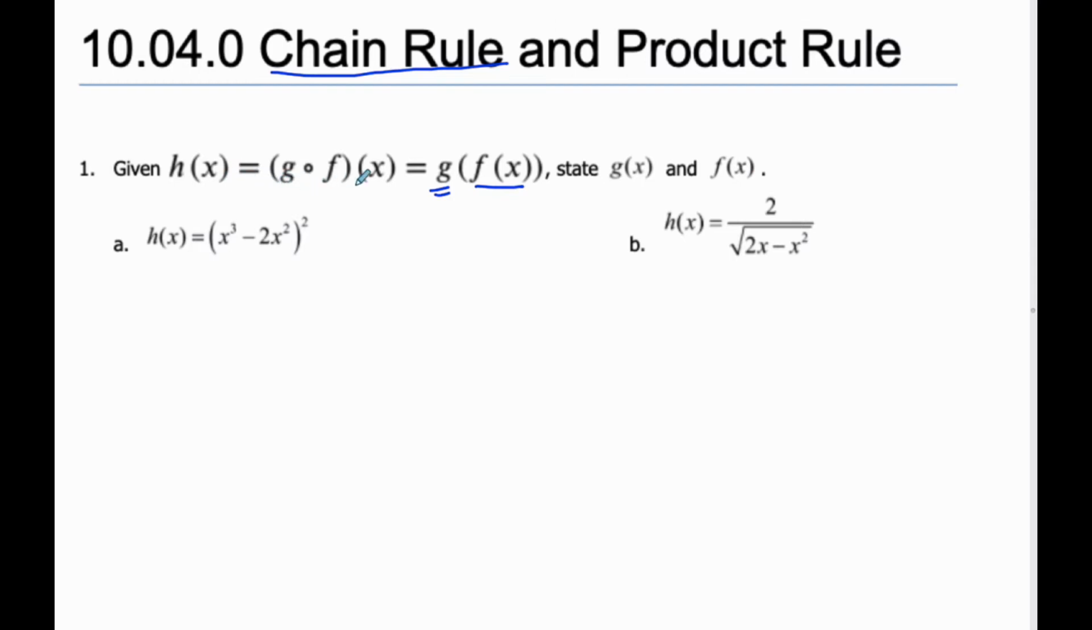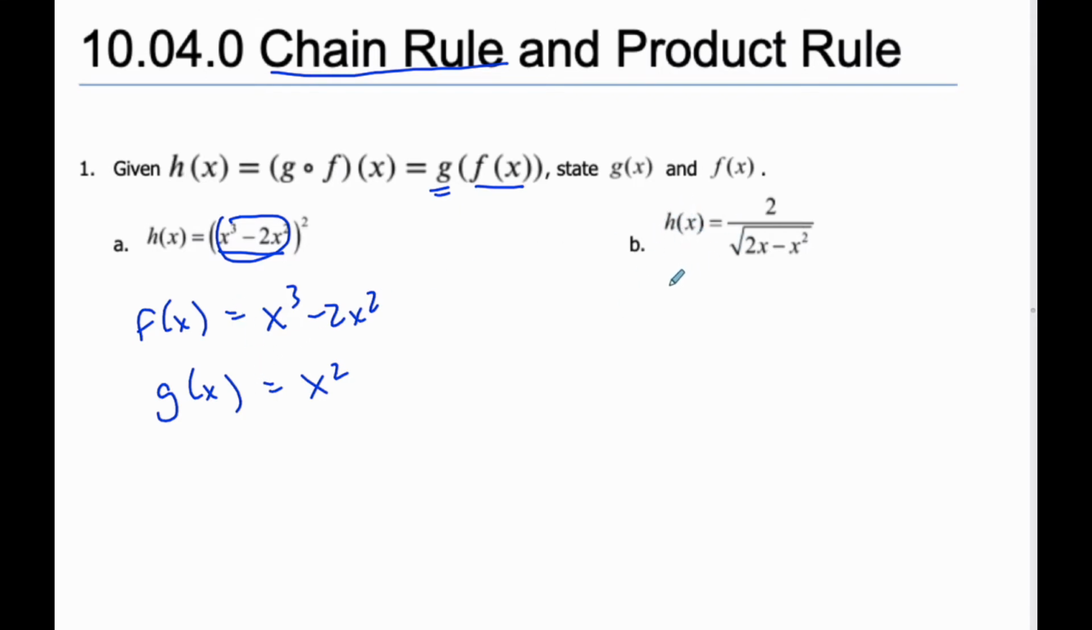So if I consider this as h, if I think about the inside function, well, f of x is the inside function, and that's going to be x cubed minus 2x squared. That's the inside part. But what is this function inside? This is inside the function that is x squared, right? So I would take this and plug it in for the x squared. And so there's f and g.